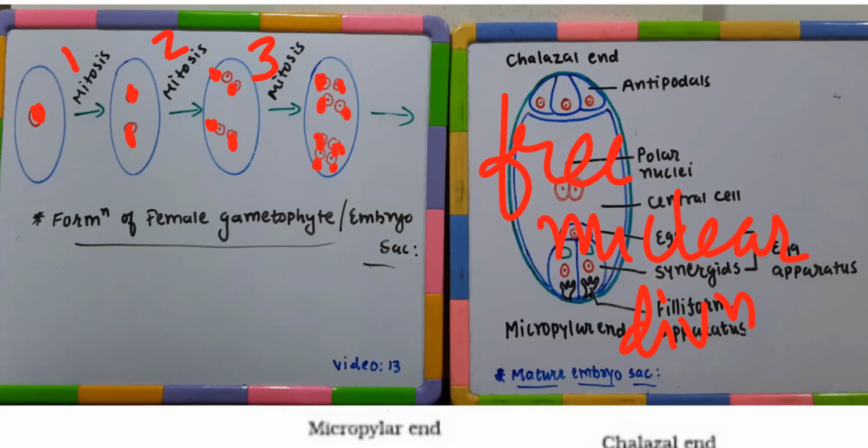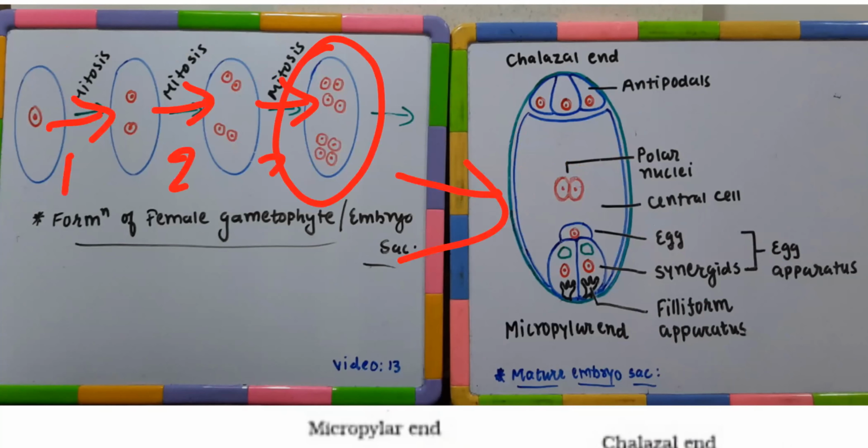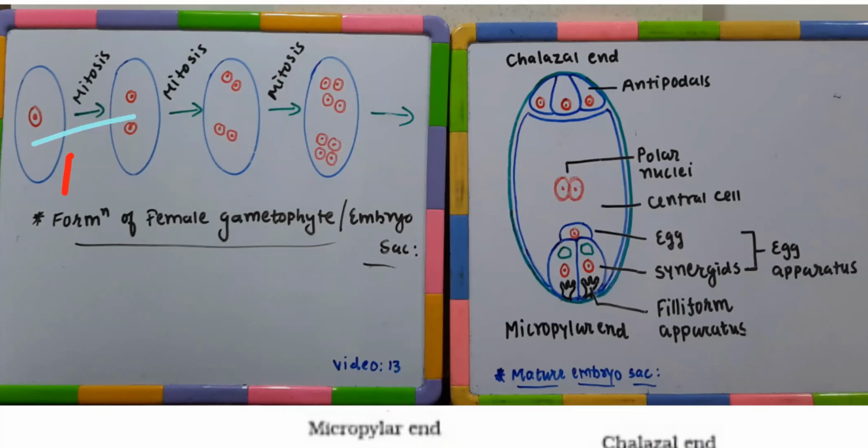Later on, the cell wall is laid down around these nuclei, and that leads to the formation of the female gametophyte with 8 nuclei. Up to here, only nuclear division, 1 to 2, 2 to 4, and 4 to 8. Mitosis 1, mitosis 2, mitosis 3. From one nucleus, 8 nuclei come into existence. Free nuclear division. No cytokinesis, no cell wall formation. So no cells come into existence.